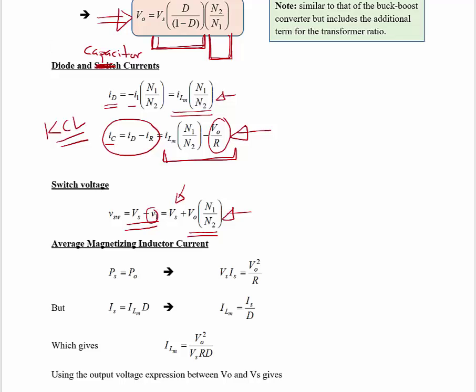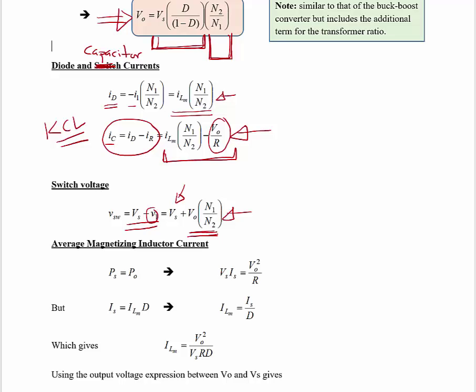The switch voltage. So when the switch is open, there's going to be a voltage across the switch, and we want to make sure that our switch will be able to handle that voltage. To do that, we did a KVL and showed that the switch voltage is going to be Vs minus V1, where V1 is the voltage across the primary side. That is the magnetizing inductance when the switch is open, and that voltage is given by VO multiplied by the turns ratio N1 over N2. So we showed that. Now we need to find the average.